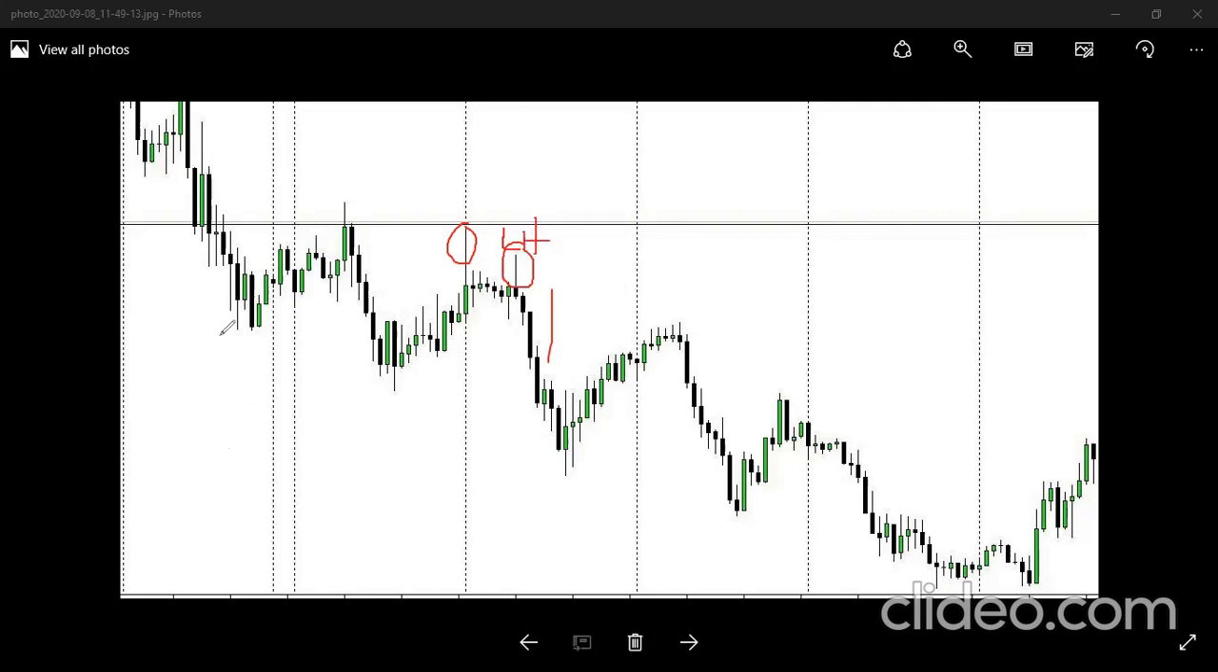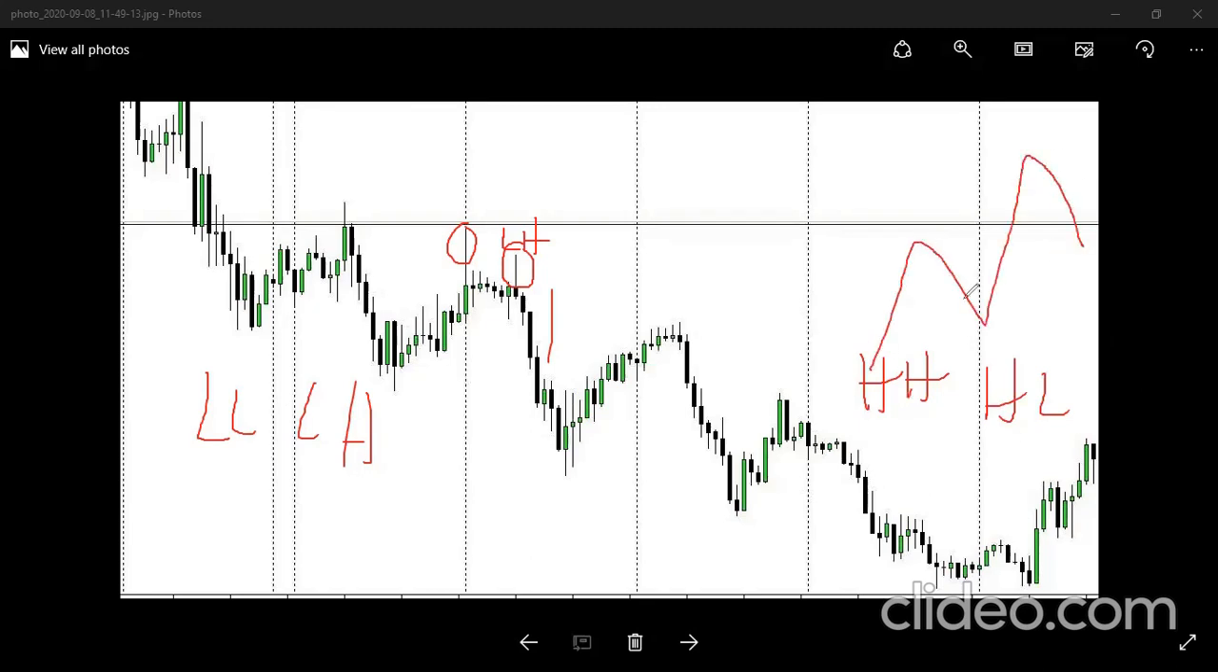So remember, in a downtrend it's lower low, lower high. In an uptrend it's higher high, higher low, higher high, higher low. In a downtrend, lower low, lower high, lower low, lower high, lower low, lower high.